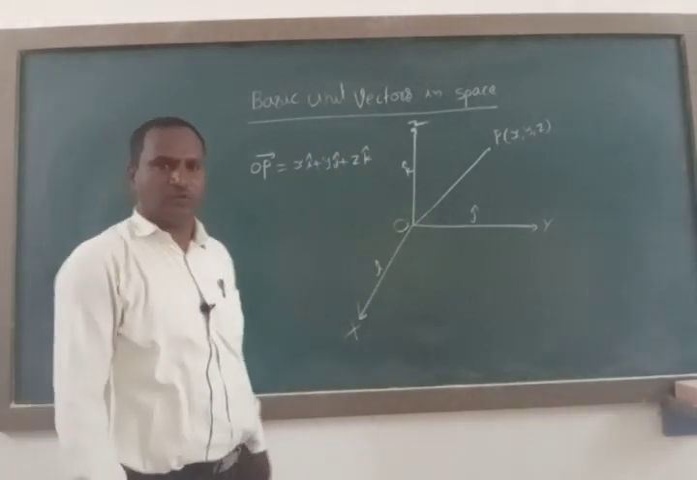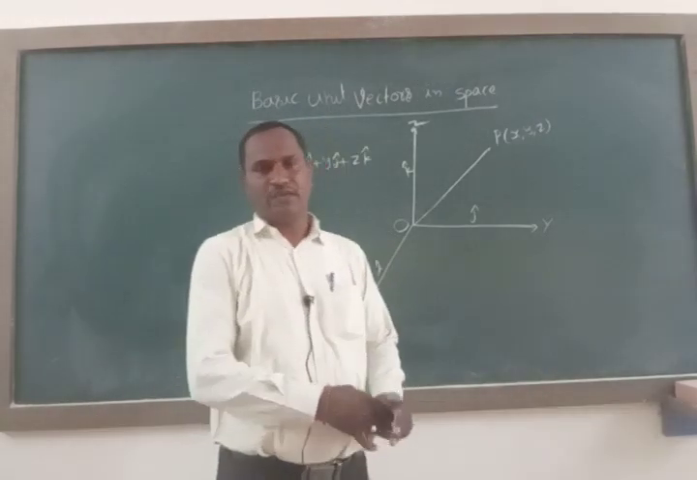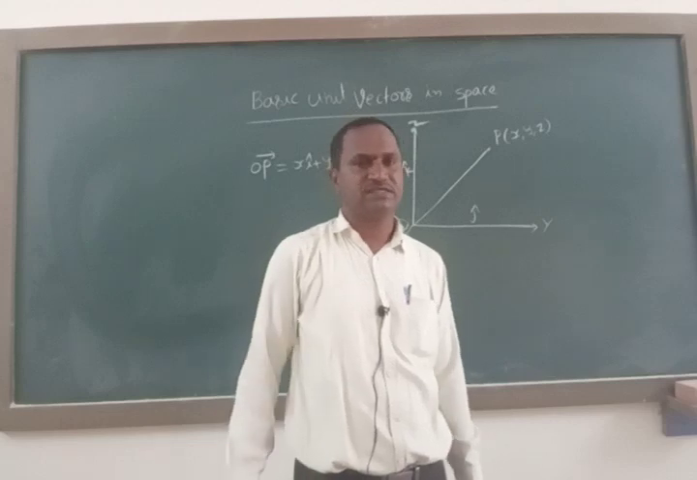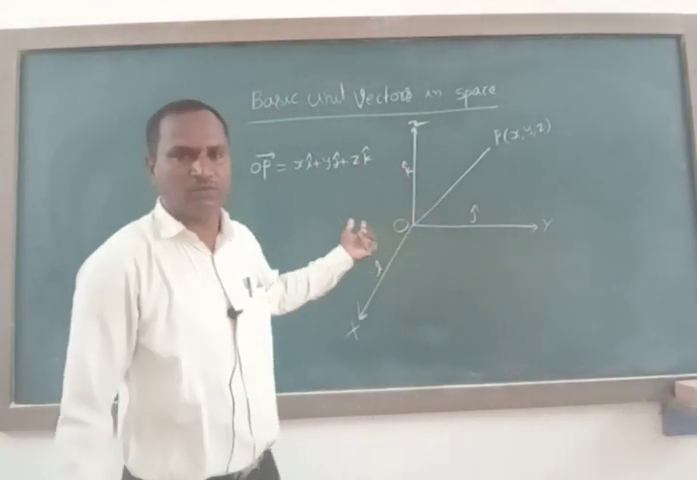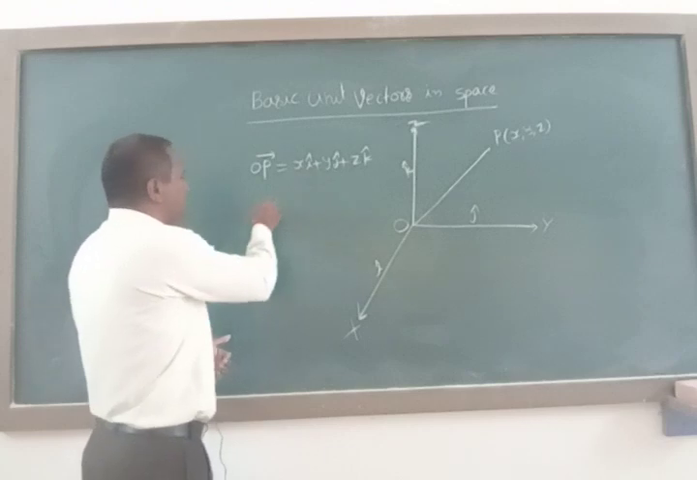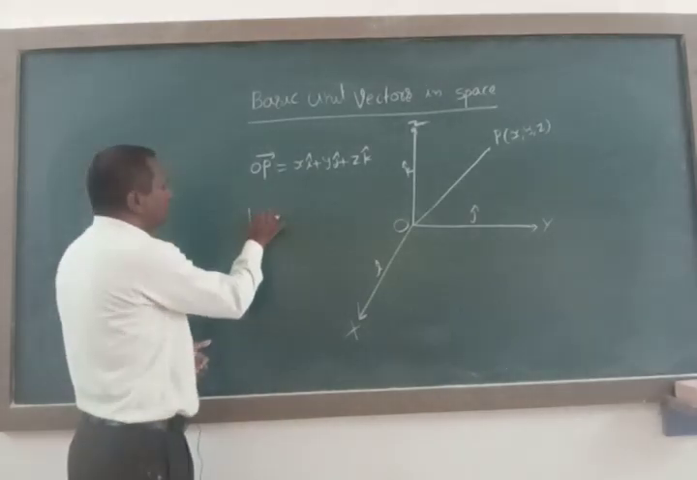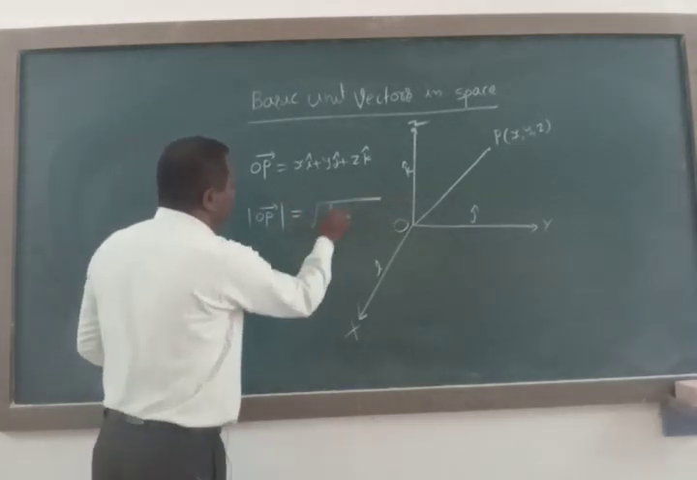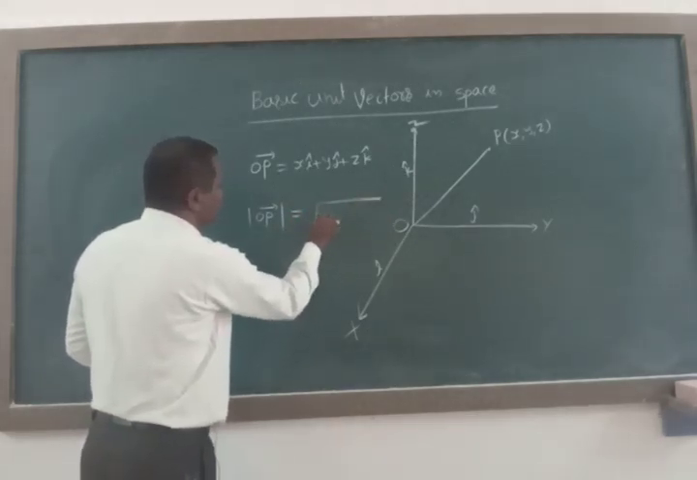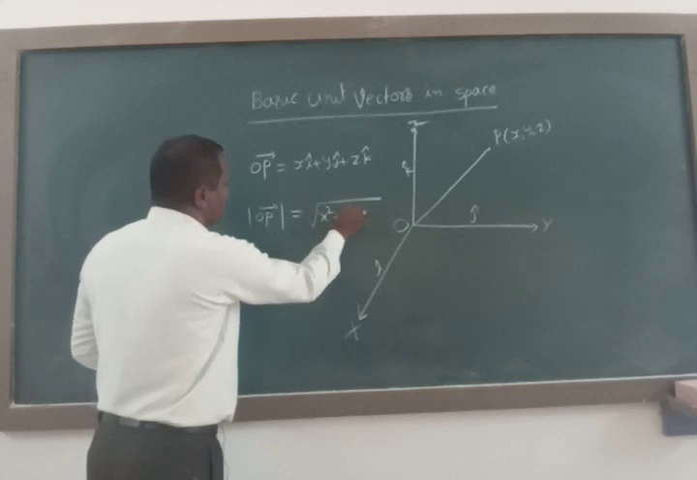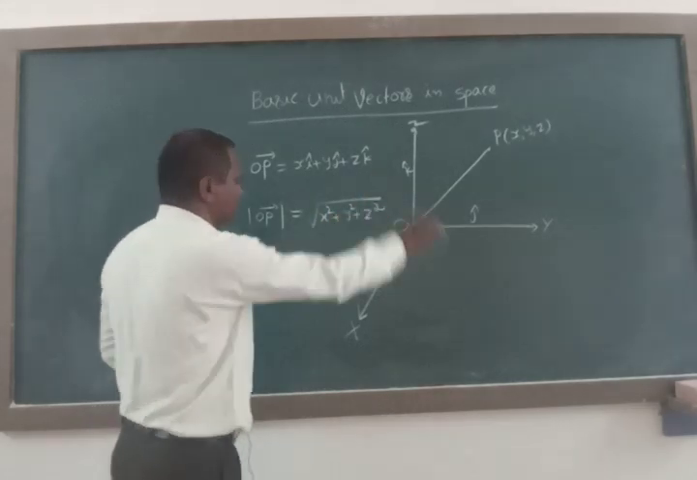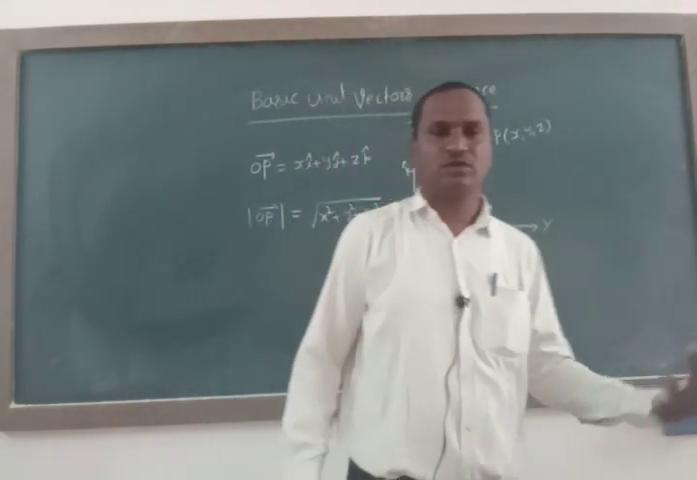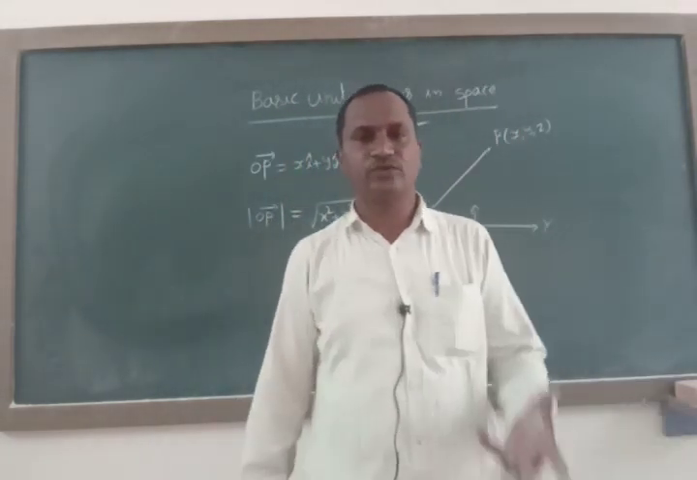In the case of magnitude also, in planes we have written the magnitude of OP bar is equal to square root of x square plus y square. But here we have one more coordinate now. According to that, we can write here the magnitude of OP bar is equal to square root of x square plus y square plus z square. We are going to write it like that, because we are applying all these rules to solve problems in the case of magnitudes of vectors.